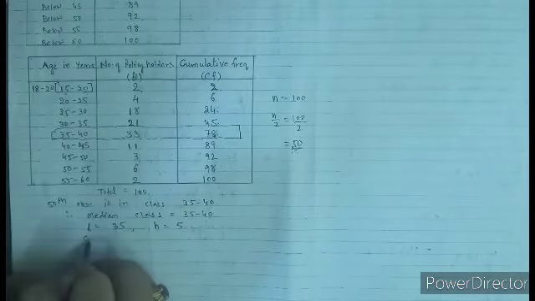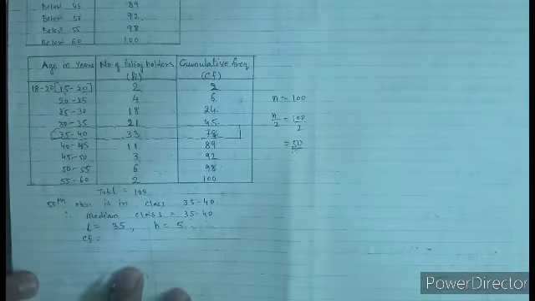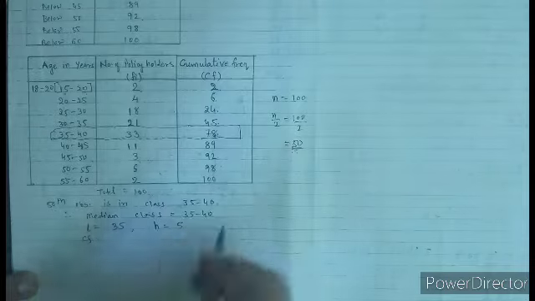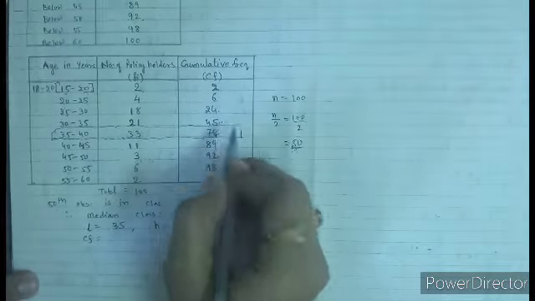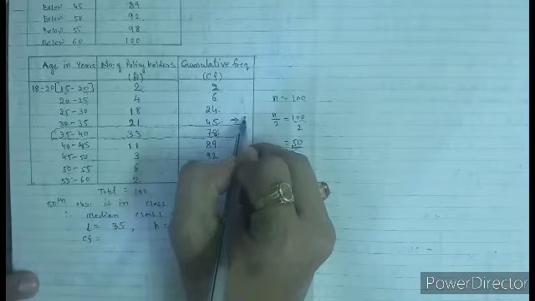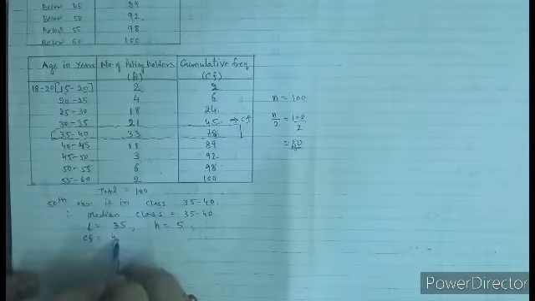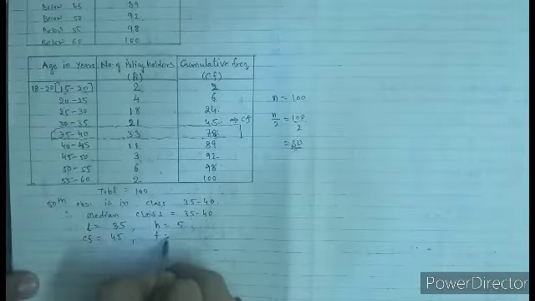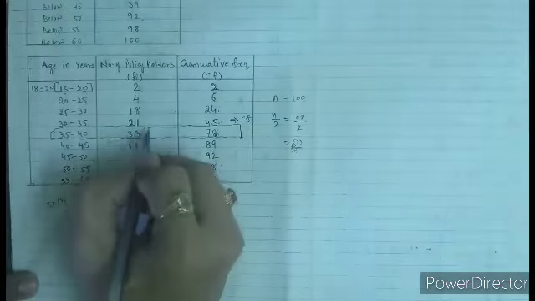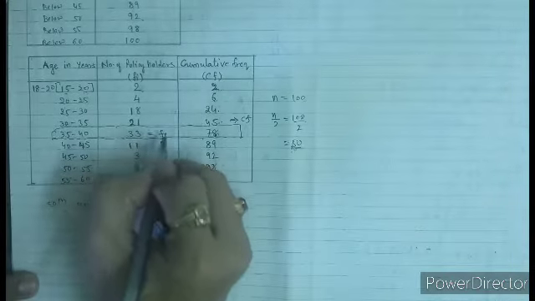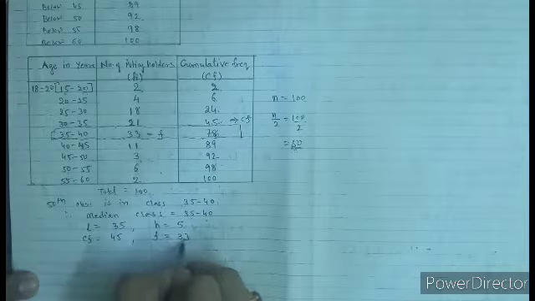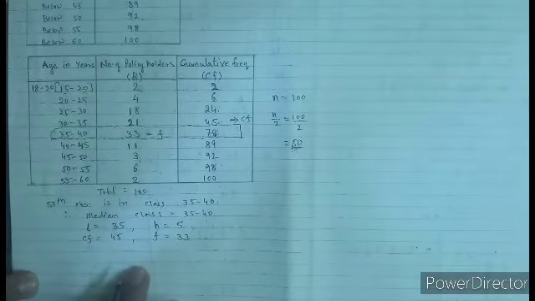The next term is CF. It is the cumulative frequency of the class preceding the median class, and it will be 45. So I'll write here CF equals 45. Then the next term we want is F, the frequency of the median class. Here the frequency of the median class is 33. So these are the terms which we need in the formula of median.